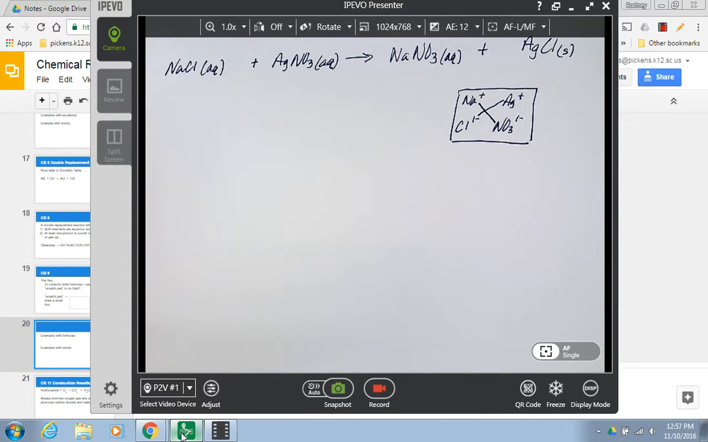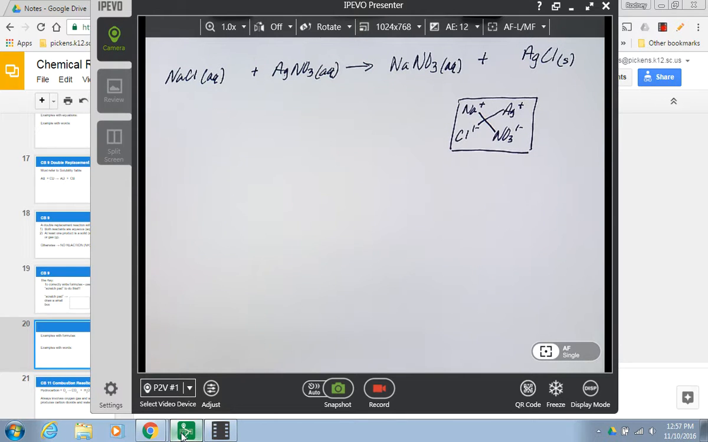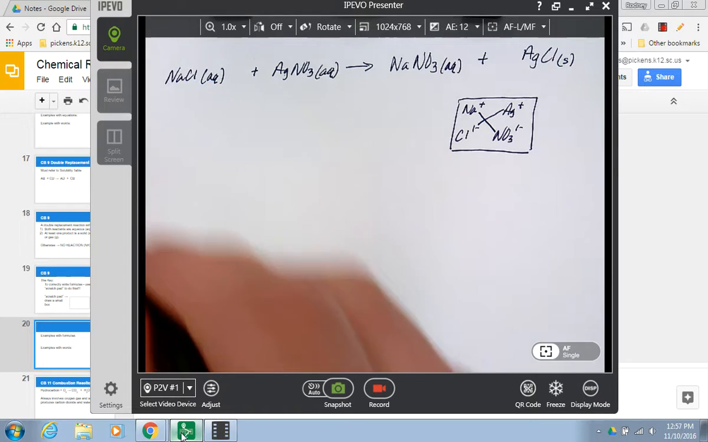All right, now we need to make sure this is balanced, and this one is already balanced. And since one of the products is a solid, then we know that this reaction will occur. And those would be the two products that would be formed. All right, let's try another one here.